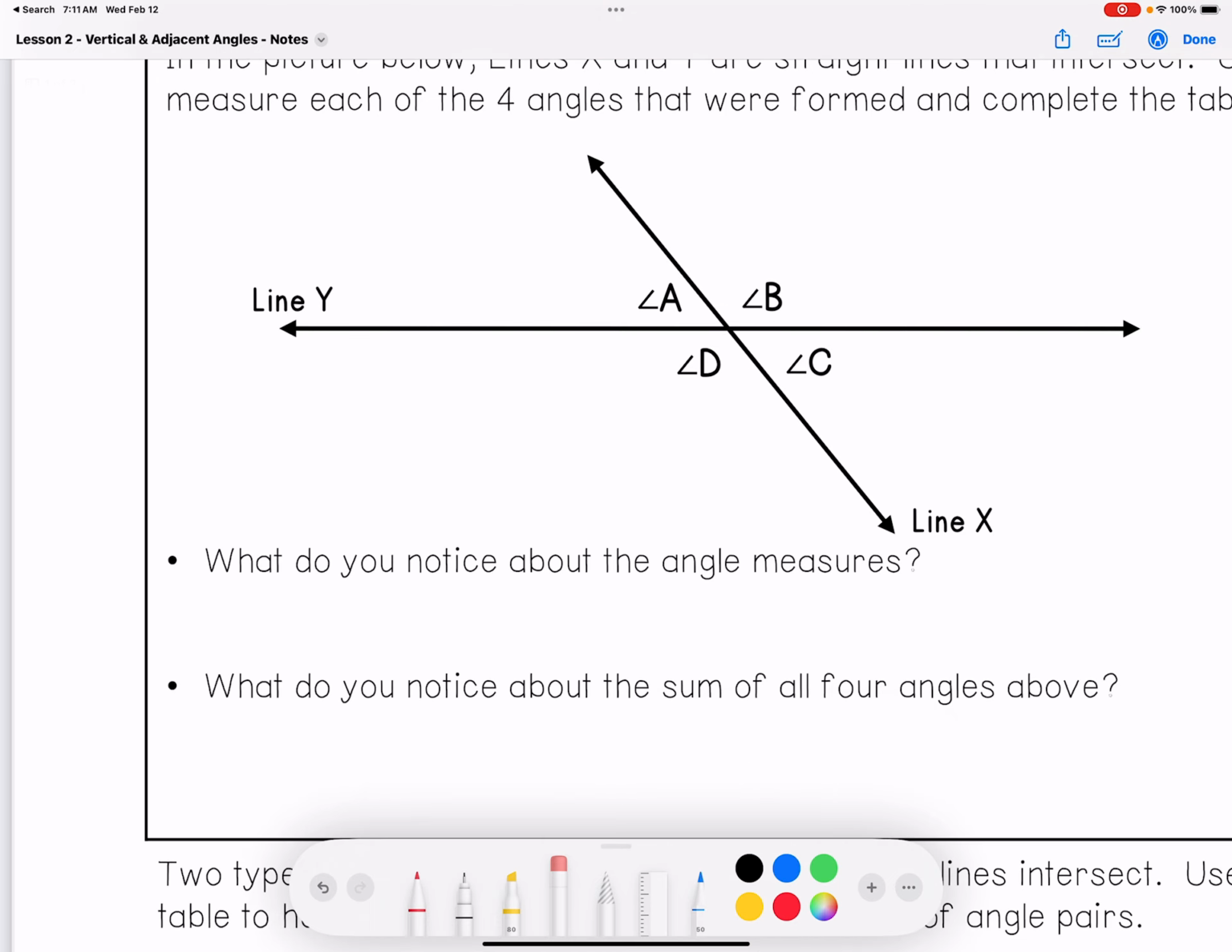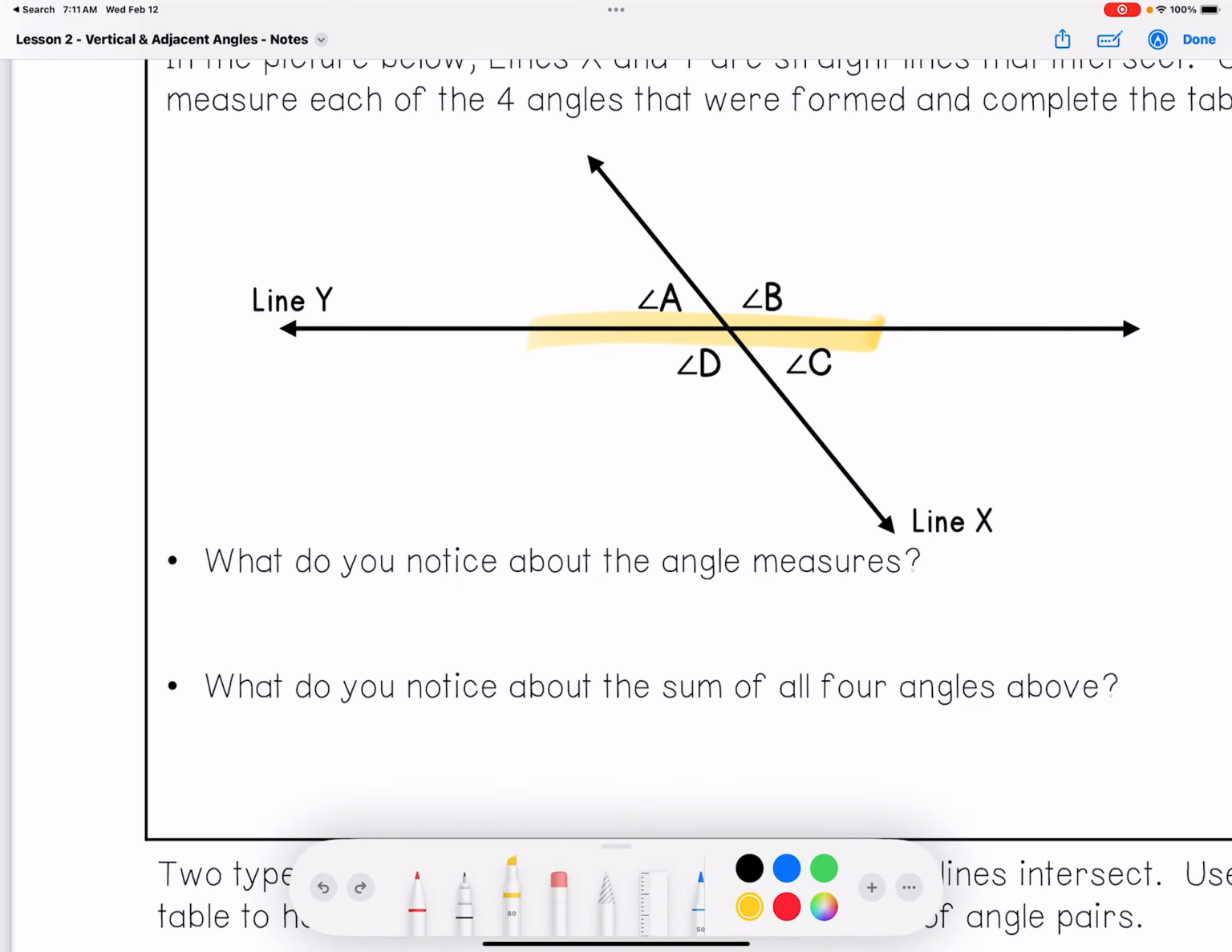What do you notice about the angle measures? Here's one thing I notice. Straight line, straight line. So I notice that B plus C are going to equal 180, and then A plus D is also going to equal 180. So what does that mean?